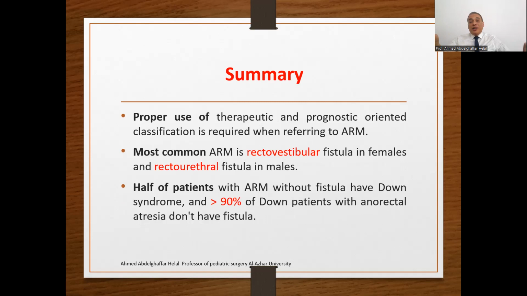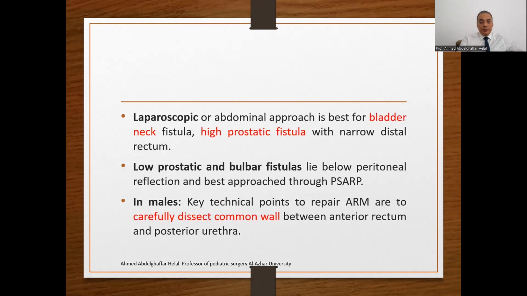The most common anorectal malformation is the rectovestibular fistula in the female and the rectourethral fistula in the male. Half of the patients with anorectal malformation without fistula have Down syndrome. A laparoscopic or abdominal approach is best for the bladder neck or high prostatic fistula. Lower prostatic and bulbar fistulas are best approached through posterior sagittal anorectoplasty.